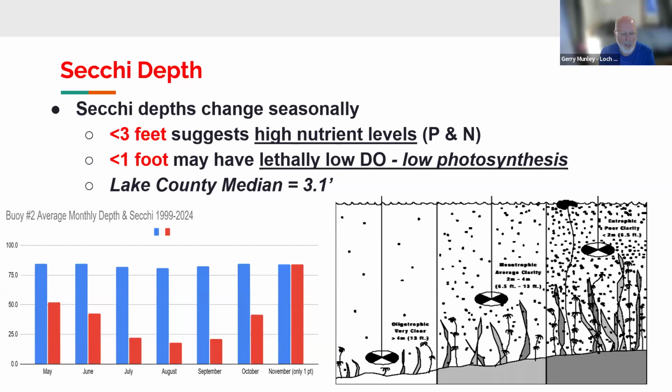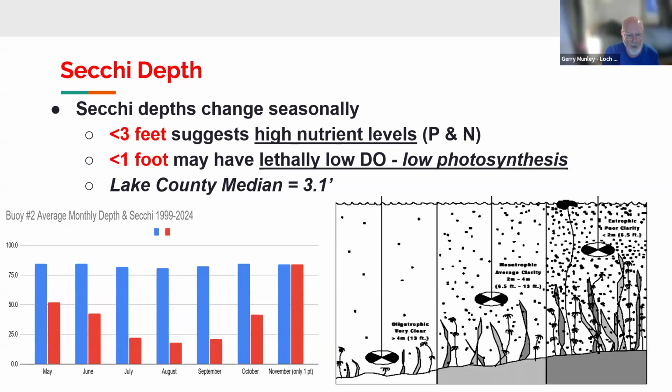The graph on the bottom left is 25 years of data from Loch Lomond. The blue histogram there shows the actual depth of the lake in pretty much the same location that we are measuring it. So you see the depth of the lake barely changing. But the red is the Secchi depth, what was visible. Now 0 is at the bottom of that scale, but you can see that it really dropped below 2 feet in the warmer months, especially like in August.